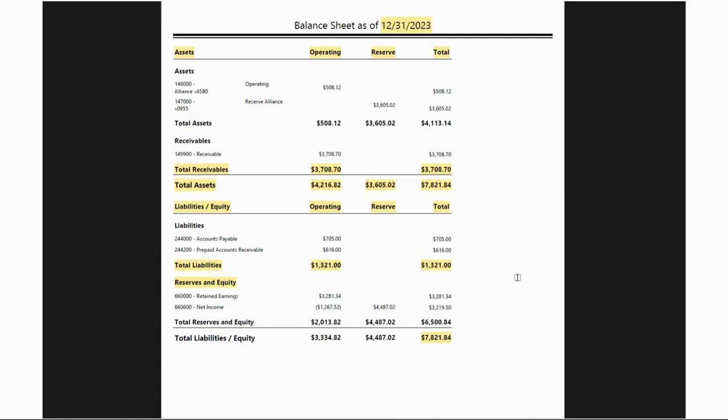Most associations have 2 equity accounts: retained earnings and the reserve fund balance. The retained earnings keep track of the net profit or loss over the lifetime of the association on the operating side. The reserve fund balance does the same, but on the reserve side. Also note that these accounts are typically only updated once per year at the close of the fiscal year. Together, your liabilities, reserves, and equity combine for the total in the liabilities and equity section.